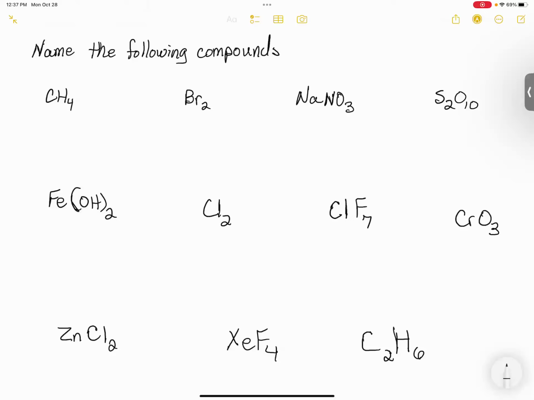So again, you'll notice I used constant or varied for metal. Metal constant, just give the metal's name and the anion. Metal varied, give the name, the Roman numeral, and the anion.